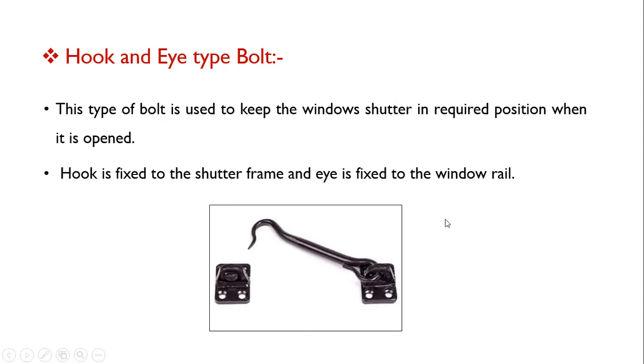Hook and eye bolt. So here the hook is clear but the eye is not clear. So here a small ring type of eye is provided. This type of bolt is used to keep the window shutters in the required position when open. The hook is fixed to the shutter frame and the eye is fixed to the window rail.